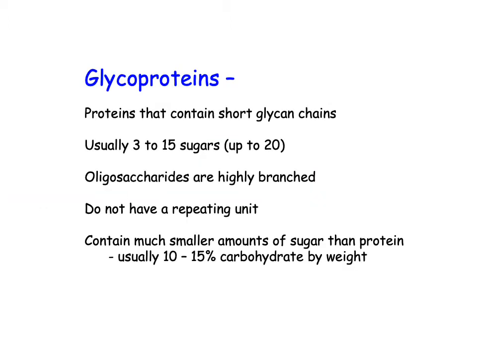Okay, so glycoproteins contain short glycan chains, usually 3 to 15 sugars, sometimes a little more. They're highly branched, as opposed to the proteoglycans. There's no repeating unit here, so I was going to say random, but it's not random, as we'll see. And they contain much smaller amounts of sugar than protein, usually maybe 10 to 15% carbohydrate by weight.